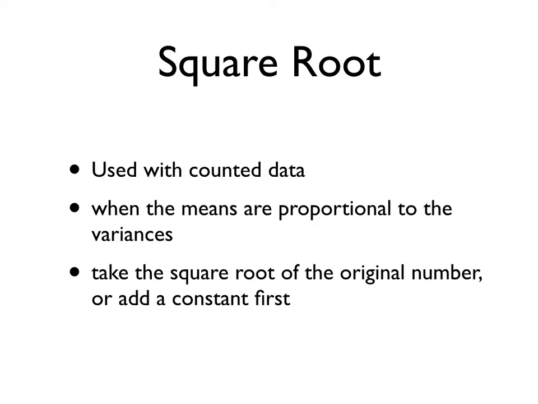Actually, you might add a constant first because you don't want to use imaginary numbers. You don't want to have negative numbers. So let's say you've got some negative numbers, or you've got some very small numbers. You might add a constant first. You're not going to get negative numbers with counted data. That's impossible. But you might get negative numbers and still have the means proportional to the variances. Okay, add a constant.